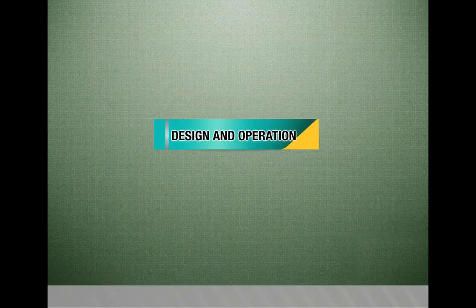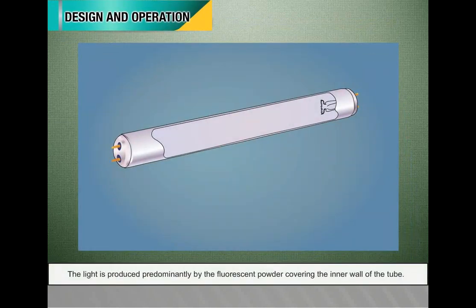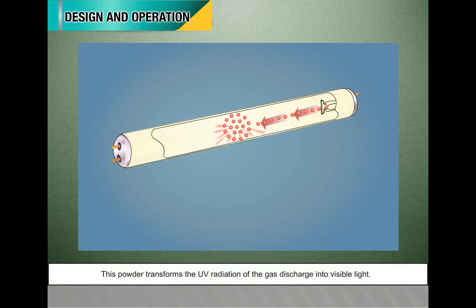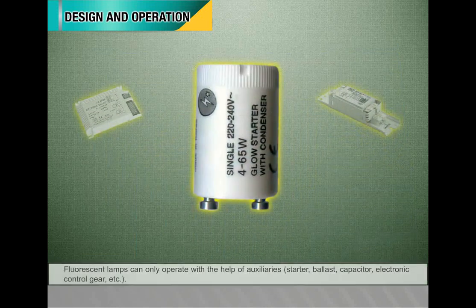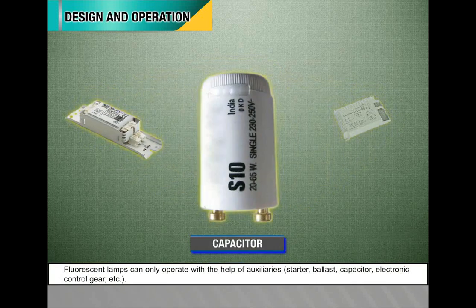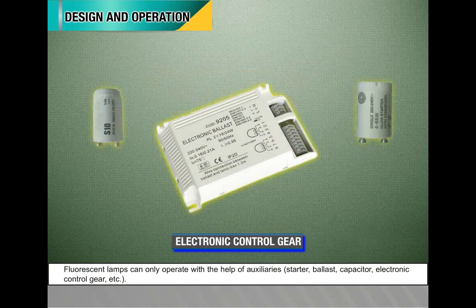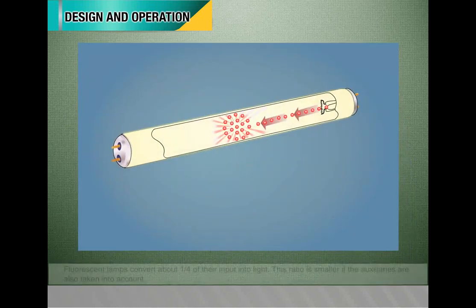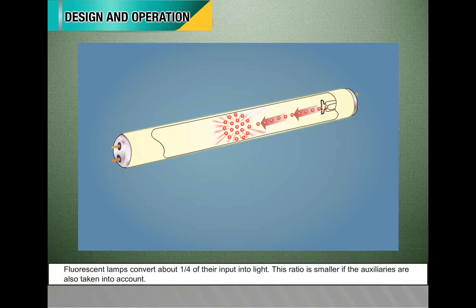Design and operation. The light is produced predominantly by the fluorescent powder covering the inner wall of the tube. The powder transforms the UV radiation of the gas discharge into visible light. Fluorescent lamps can only operate with the help of auxiliaries: starter, ballast, capacitor, electronic control gear, etc. Fluorescent lamps convert about 1/4 of their input into light. This ratio is smaller if the auxiliaries are also taken into account.